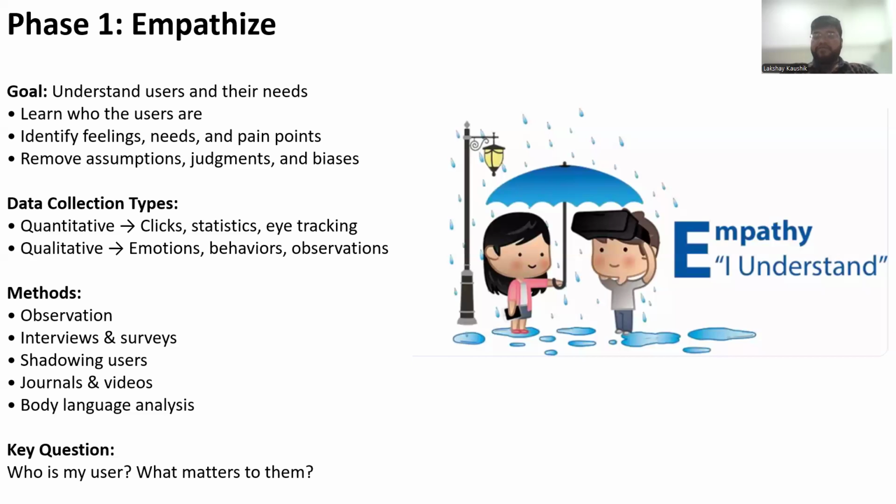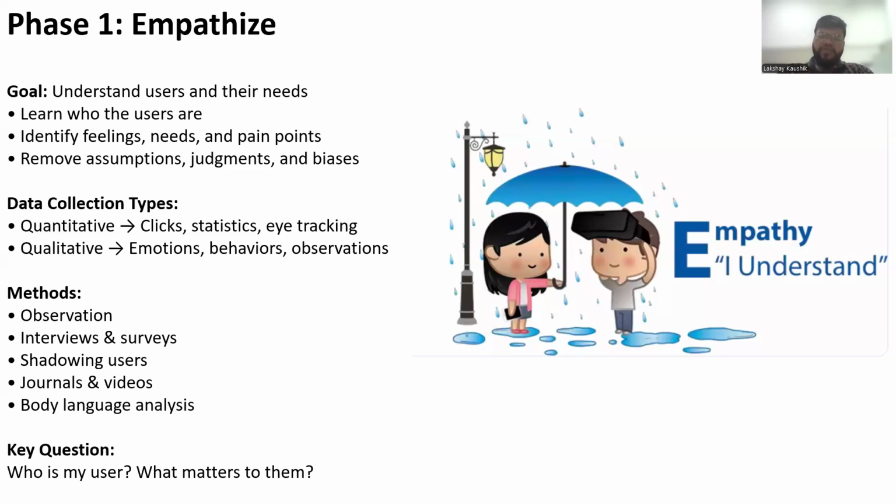This stage focuses on gathering information from users. There are two types of collection, quantitative and qualitative. Quantitative works on clicks, statistics, and eye tracking information. Qualitative works on the quality of the data, that means emotion, behavior, and the experiences based on common user behavior.